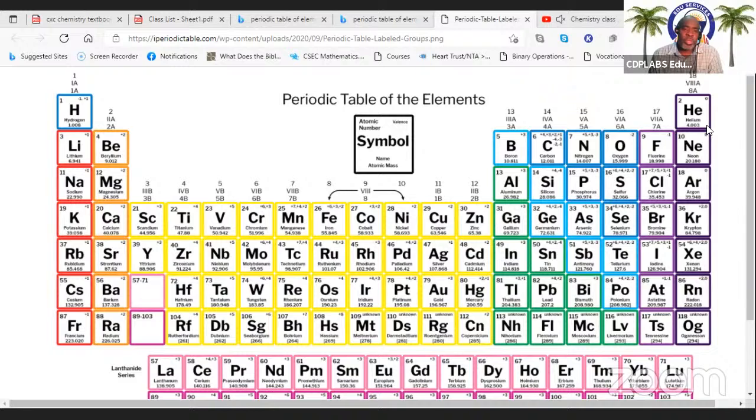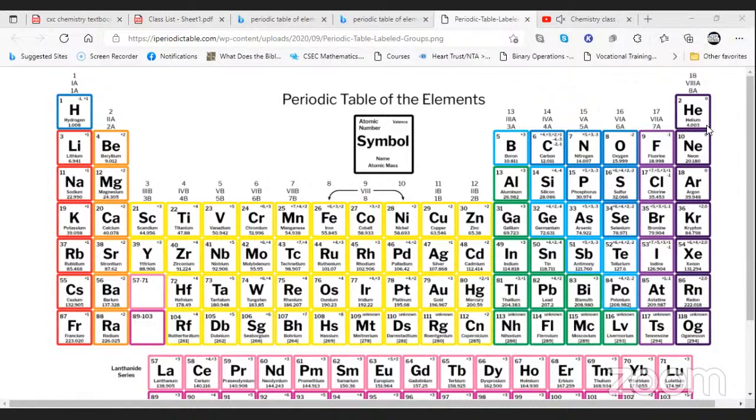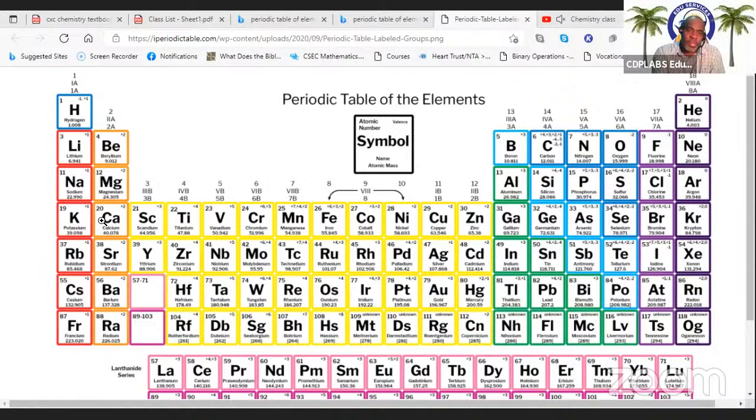Can you identify an element that our body uses for strong bones and teeth? Do you know what that element is? Calcium. Good. Right there.